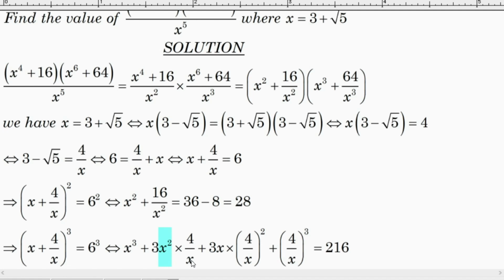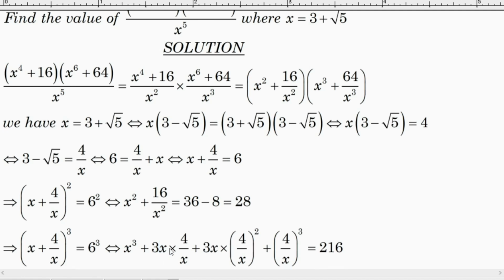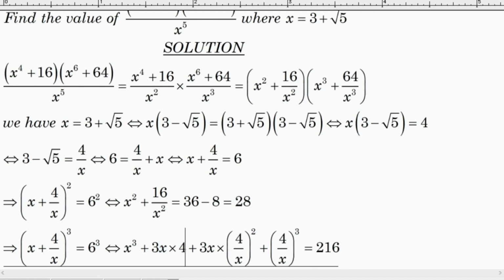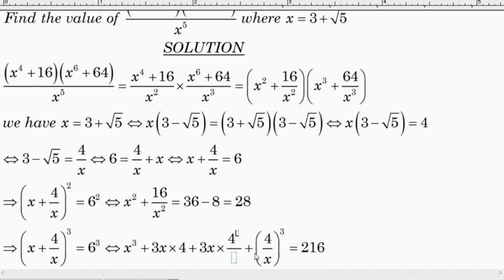So now as we can see, we have x squared here, can simplify with x here. So then that will be equal to 3x times 4. And here can be written as 4 squared divided by x squared. Okay, so x can simplify with x squared here. So then will be equal to 3 times 4 squared, which is equal to 16.